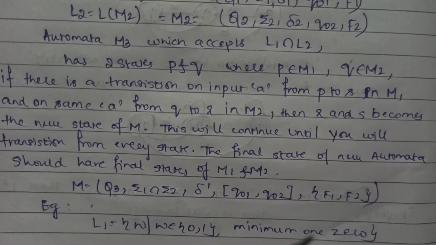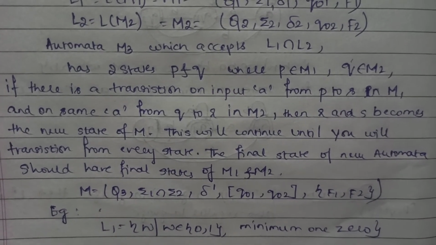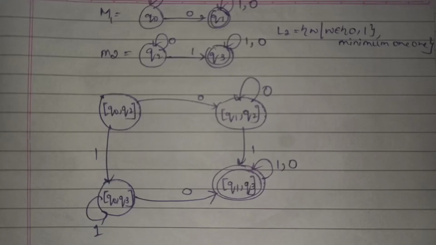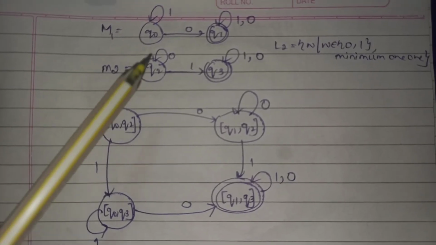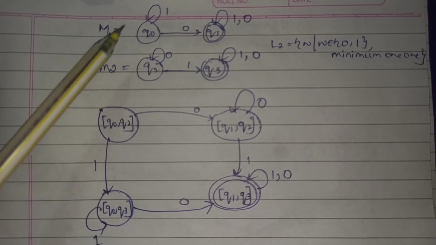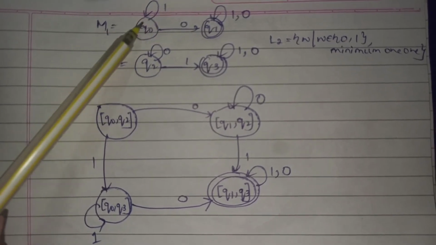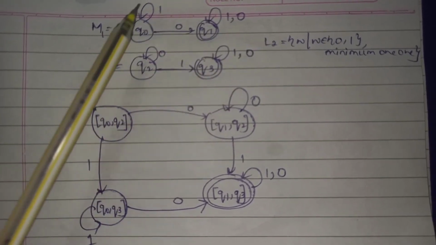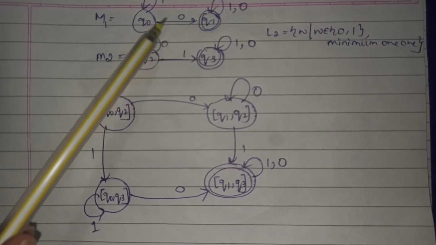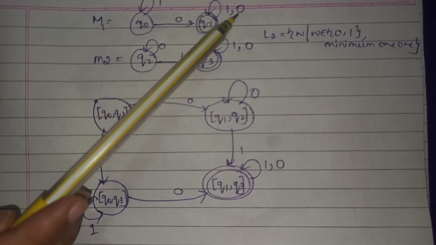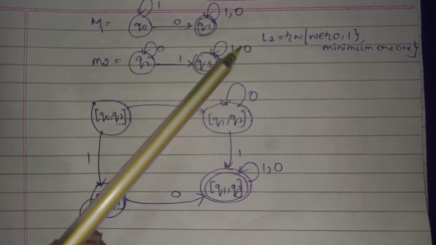L1 accepts a minimum of one 0. For accepting a minimum of one 0, you have a 0, then you have the final state. It could start with 1, so it will have a loop, and it can have 1 or 0 after that. So it should have a minimum of one 0, and any number of zeros is okay. So this is for M1.